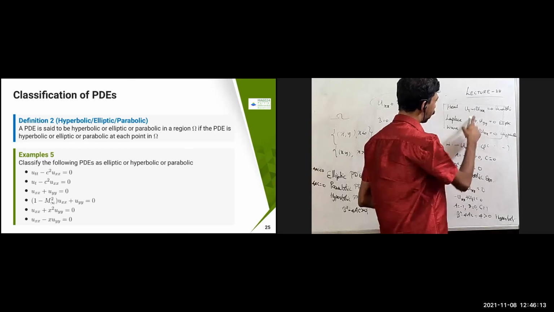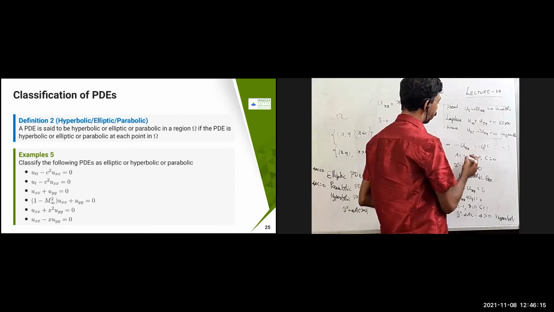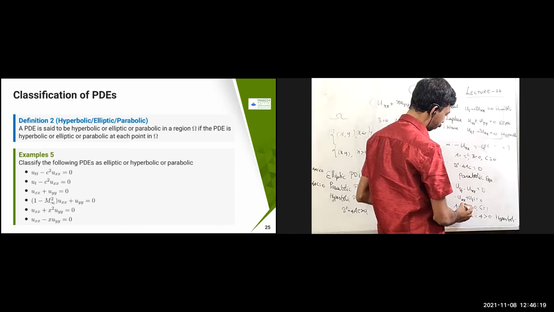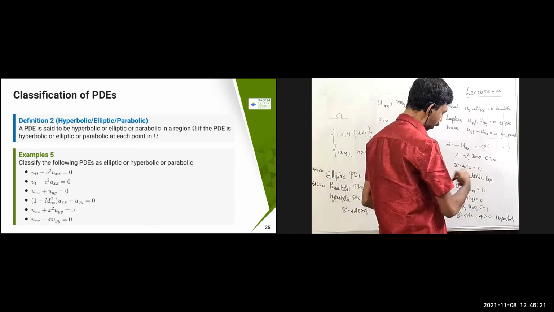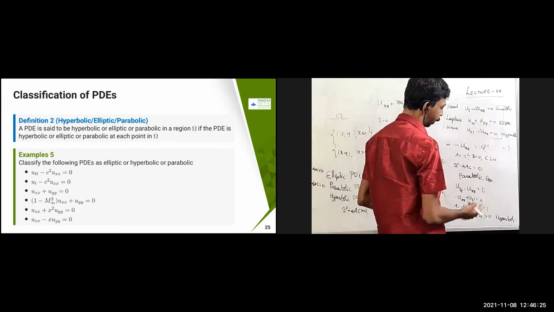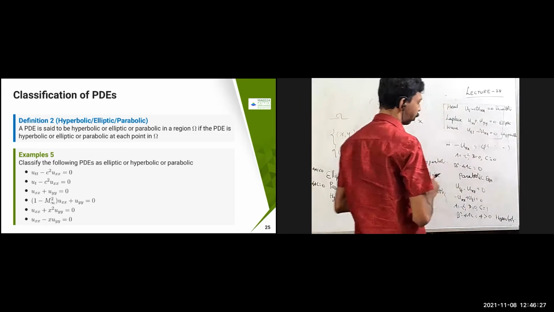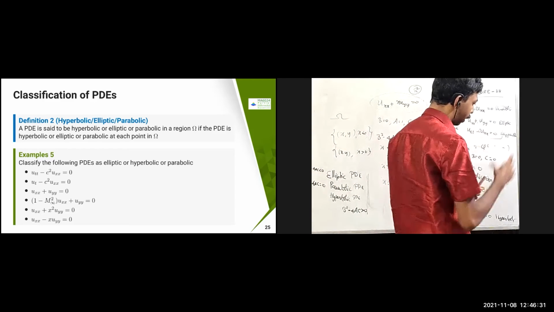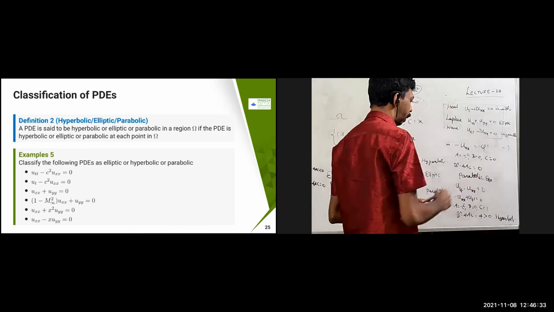So here c square is going to be there. Therefore, your a is going to be c square, and minus c square is going to come here also. Therefore, you will still get the same thing: it is going to be 0 here, and this is going to be greater than 0. So again the same kind of classification is going to come. This is also a wave equation.